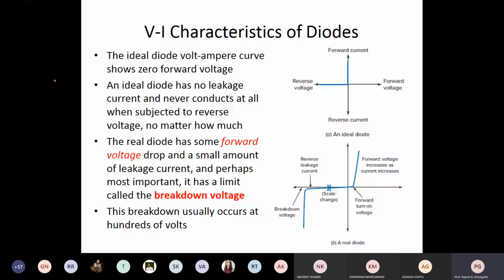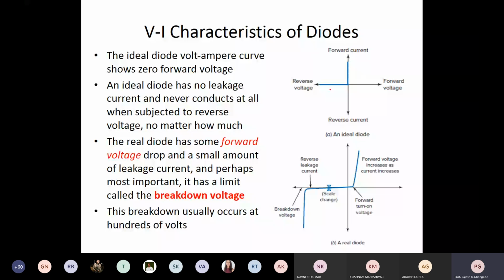All right. So whenever we start with a device, any device as a matter of fact, we first try to plot its VI characteristics, the voltage and the current characteristics. So here we are looking at the VI characteristics of the diode. Okay. Now an ideal diode, voltage ampere, that is the VI curve, shows zero forward voltage. Now please remember that we are forward biasing in this direction, reverse biasing in this direction.